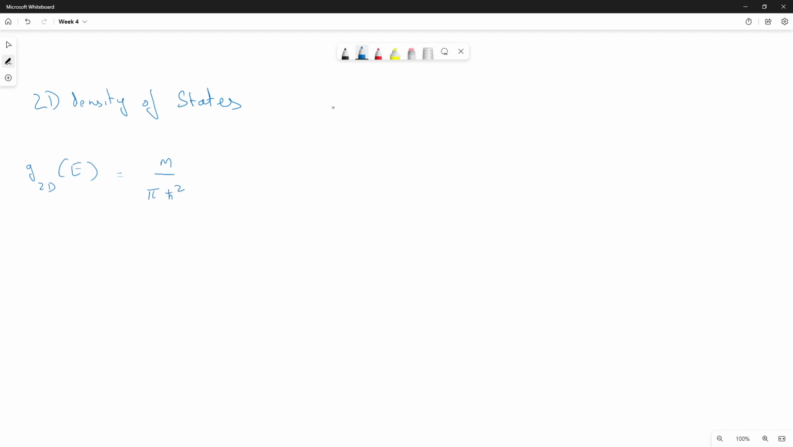Yeah, you're correct. That is the expression for the density of states. So m upon pi h bar squared. Now, I suppose you are familiar with the derivation. Yes, sir, it was covered as part of the lecture. So I am not going to walk through the derivations again. However, I will point out certain things.